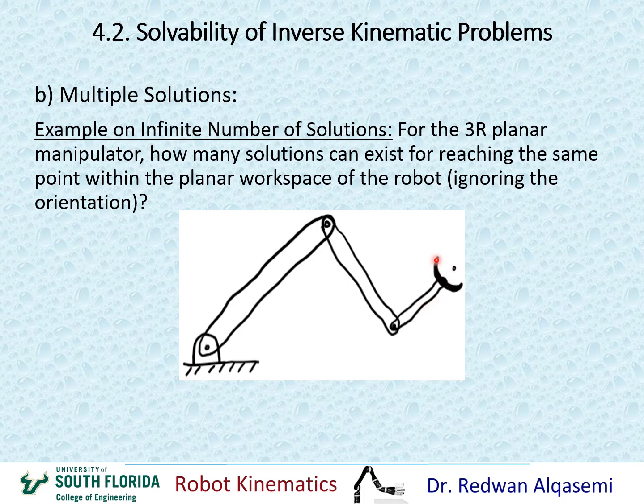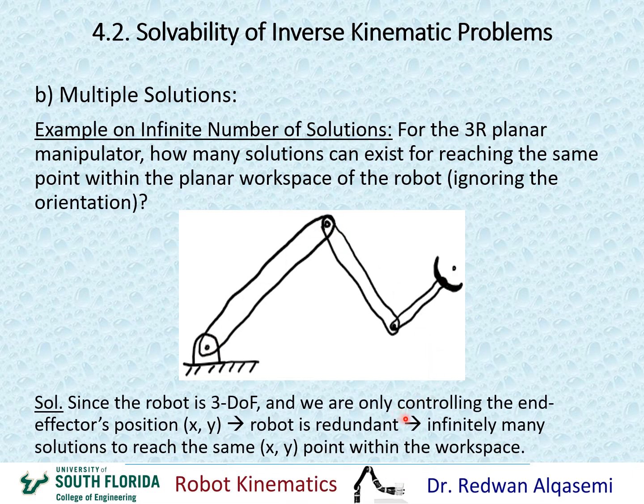So basically this gripper can be approaching from any different orientation within that workspace. We're controlling only the X and Y of the end effector. We're not controlling the rotation about Z. Of course, in this case, since I have three joints and I'm controlling only two Cartesian coordinates, that means I have more joints than Cartesian coordinates I'm controlling. So this robot is considered redundant. And if it's redundant, that means we have infinitely many solutions for the same X and Y point that we are trying to reach within the workspace.